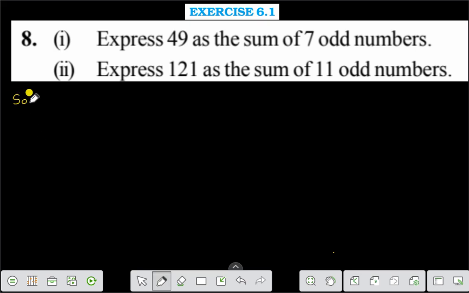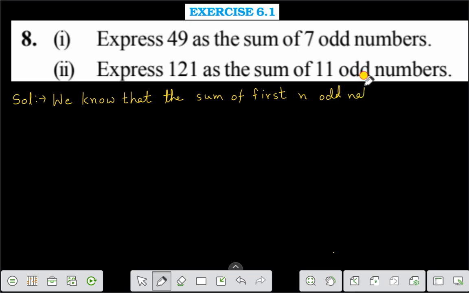Solution. We know that the sum of first n odd natural numbers is n square.